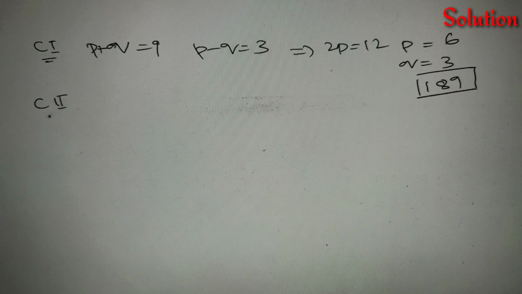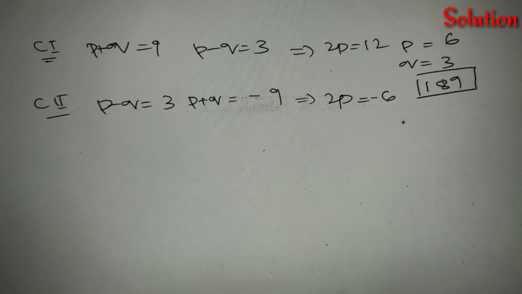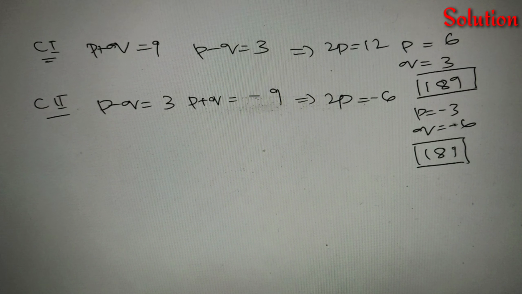Now for our case 2, we'll have p minus q is equal to plus 3, and for this we'll have p plus q is equal to minus 9. Now if we formulate for this, we'll get 2p value as minus 6. So p value is equal to minus 3, so the value of q becomes minus 6. Now if we find the value of p cube minus q cube in this case, again we'll get our value as 189 because p cube in this case is minus 27, q cube is minus 216 and p cube minus q cube is 189.